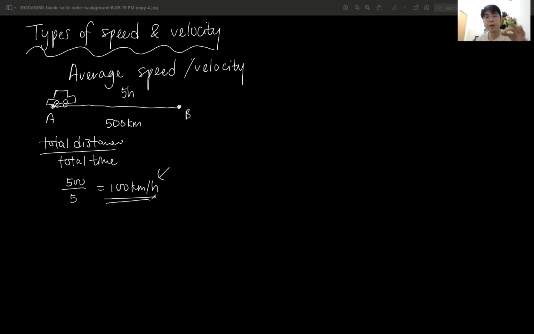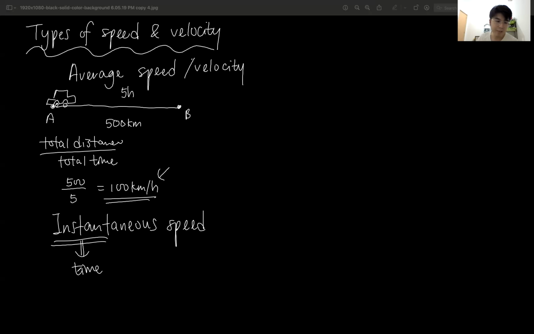Here, this is what? This is average speed. But then what about the speed that keeps changing when you are traveling? Okay, change from 80 to 100, 120, we call that instantaneous speed or velocity. Instantaneous, instant. What does it mean, instant? Time. Specific time. Your speed at that specific second, that specific time. So during the travel, sometimes you go 80 kilometers per hour, sometimes you go 120, sometimes you go 200. At these specific times is your instantaneous speed. But your average is 100. So we got two types of speed here. Average and instantaneous. Okay, understand the difference.